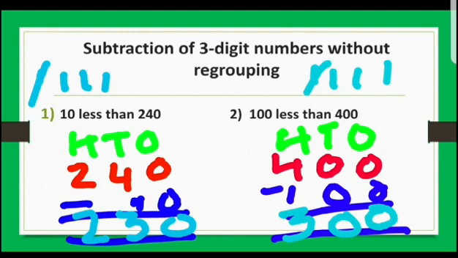So children, I hope now you have understood how you are supposed to subtract 3-digit numbers without regrouping. Here we have not done any borrowing, that's why it is without regrouping. Simply you have to follow the 2 rules which ma'am has taught, and then you will be able to do subtraction of 3-digit numbers easily.